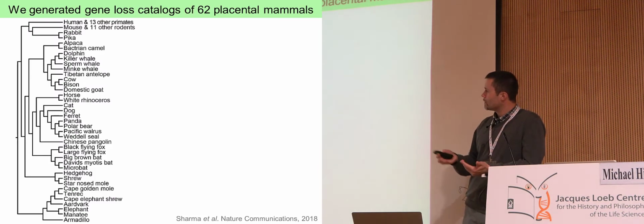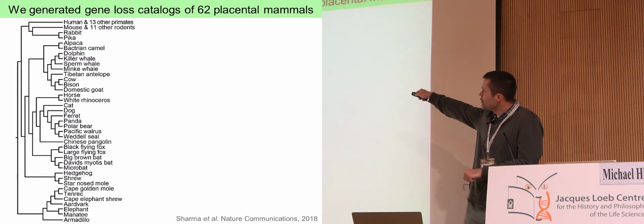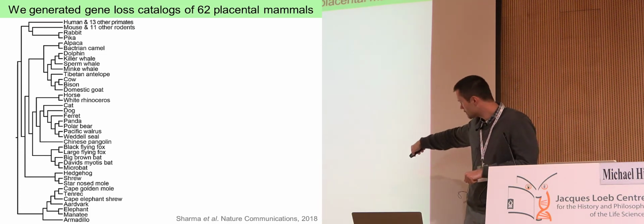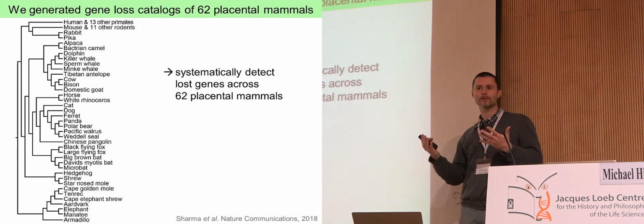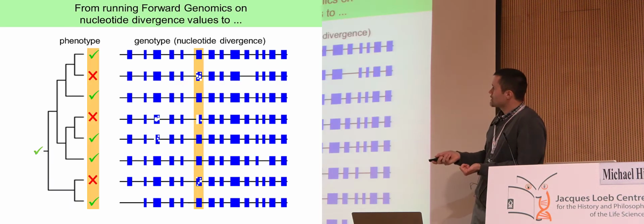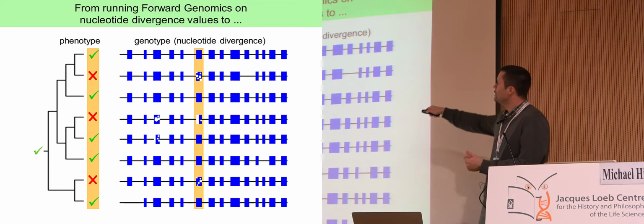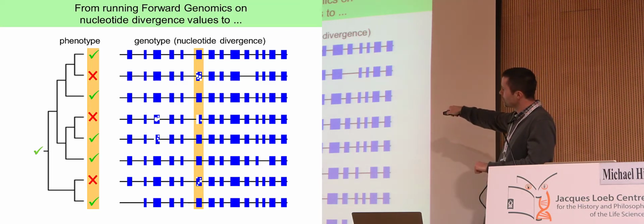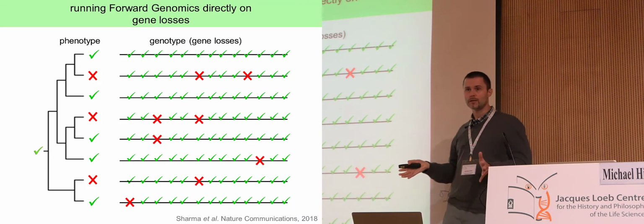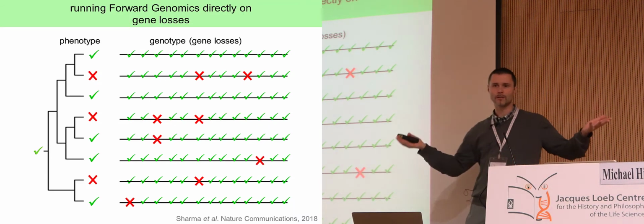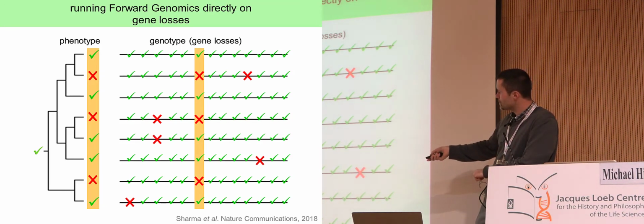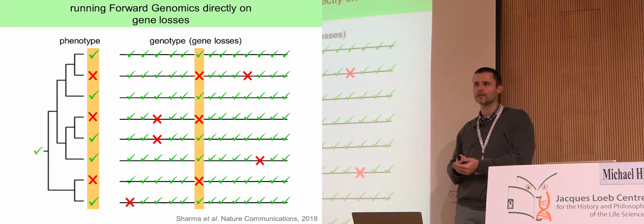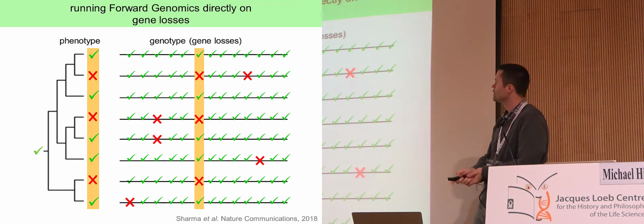And then we applied this approach to a large genome alignment that included human as the reference, and in total 62 other placental mammals, and we generated catalogs of lost genes. This allowed us to run this forward genomics method, not looking at nucleotide divergence, but focusing only on the genes, with the information whether a gene is intact or lost. So now we can associate lost or changed phenotypes directly to gene losses, and we hope this would increase power to see relevant changes.